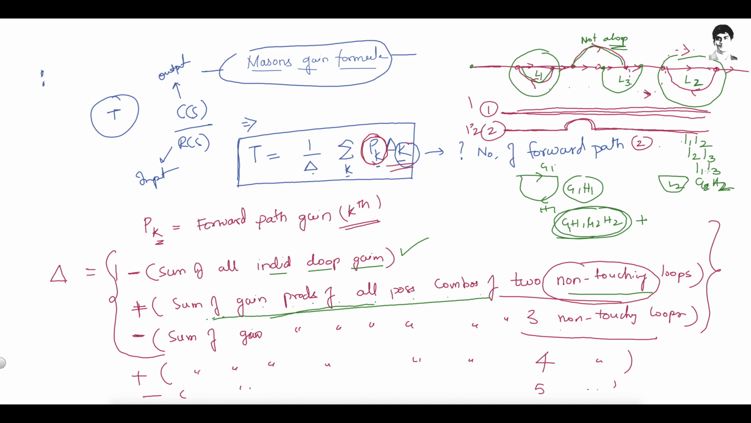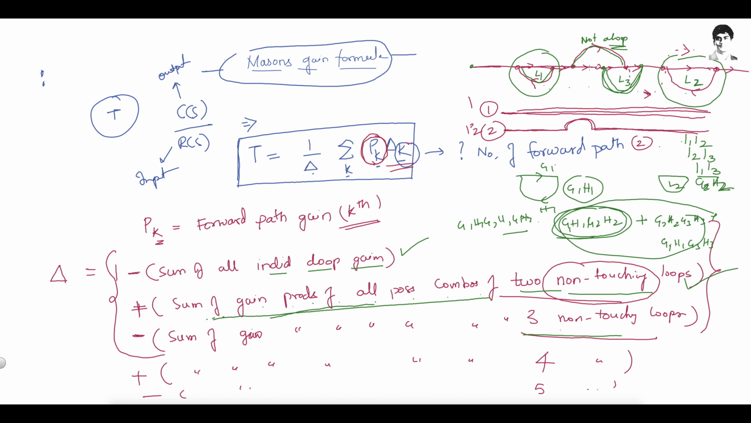So for the second one, which is L2 L3, this will be G2H2 G3H3, plus the third combination of two non-touching loops, which is L1 L3, right? So G1H1 G3H3. So this is going to be the second part of this. We have done that. So now three non-touching loops, which is L1, L2, L3. Since we have done it like this, we do have three non-touching loops. So this is going to be the sum of gain products of L1, L2, L3, which will be G1H1, G2H2, G3H3.